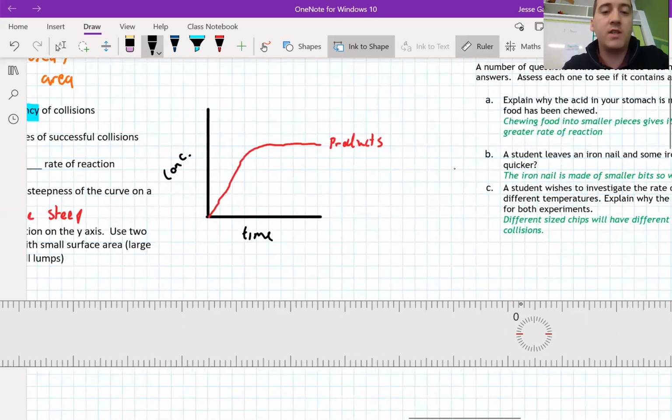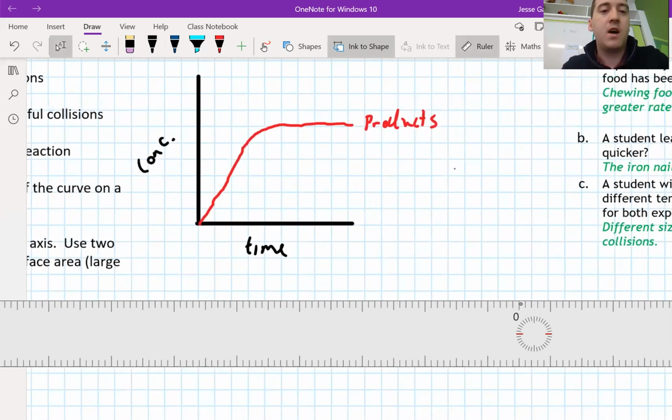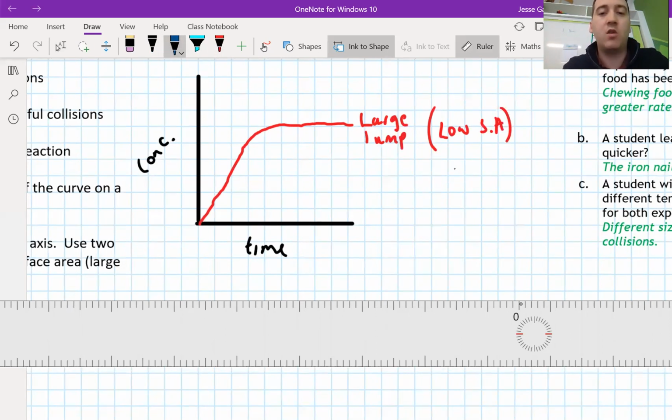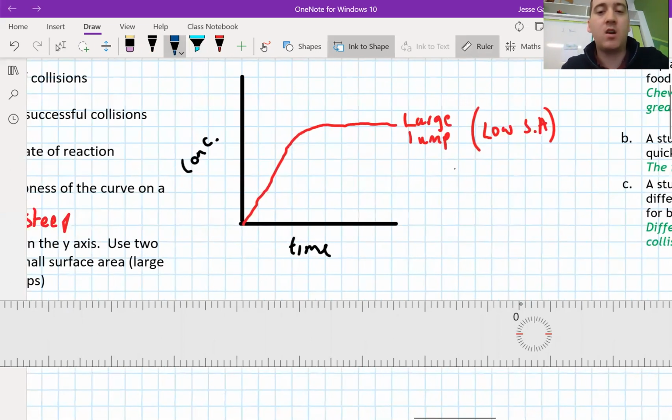I'm going to use this one that I've already started over here, time and concentration. I'm going to say that this red line shows small lumps. No, sorry, this is large lump. Apologies. This is large lump. And you should label yours as well. Large lump means low SA, which means surface area. I'm then going to use a blue one to show the small lumps with the large surface area.